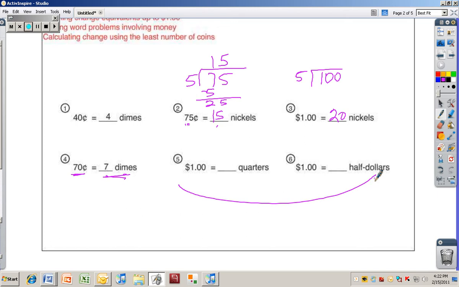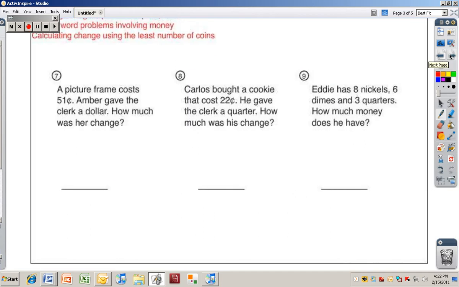How many quarters are in a dollar? 4 quarters. How many half dollars are in a dollar? 2. All right, number 7. A picture frame cost 51 cents. Amber gave the clerk $1. How much was her change?